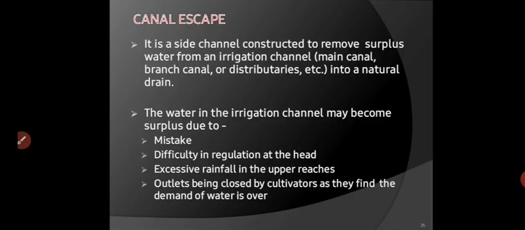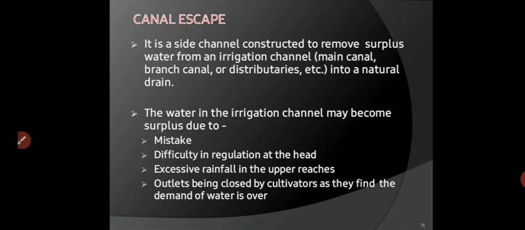So this completes the topic of canal fall. Let's start with canal escape. It is a side channel constructed to remove surplus water from an irrigation channel, whether it is a main canal or branch canal or distributary, etc., into a natural drain. So it removes the excess water from the main canal to a natural drain, we can say.